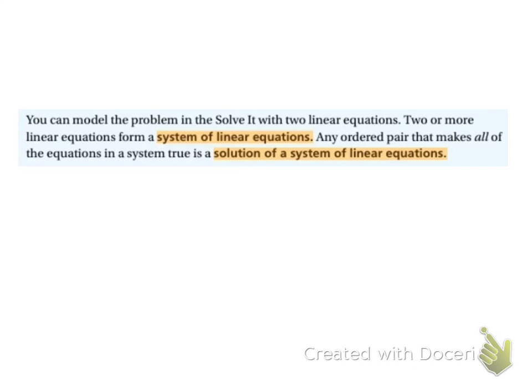This is 6.1 of Algebra. So we've looked at linear equations on their own before, but now we're going to look at systems of linear equations. That's when we look at one or more equations at the same time, graphing them at the same time. And any ordered pair that works for both equations is a solution.